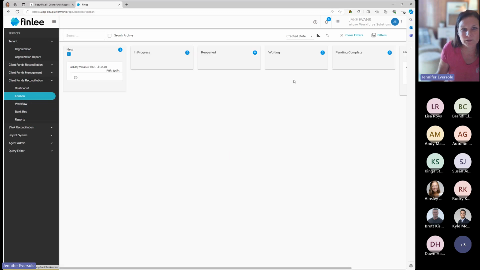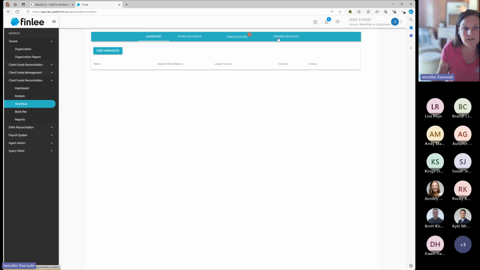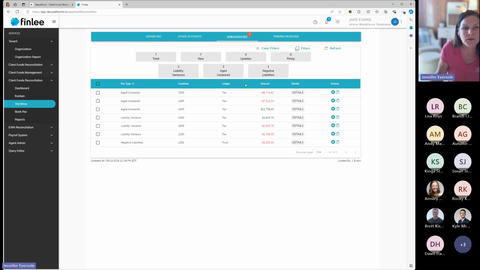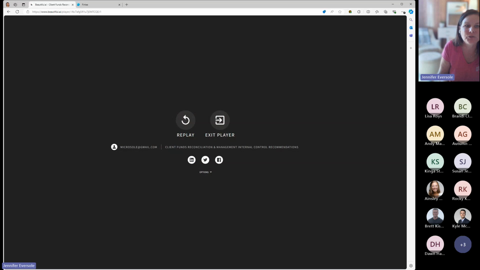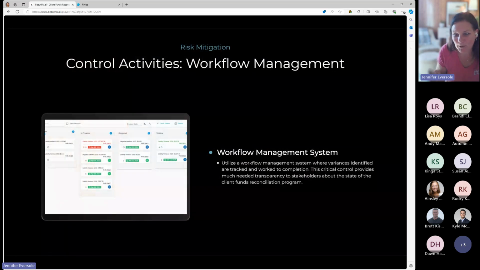And then, of course, the pending resolve does just the opposite, where if I resolve this, stick it in my pending complete column, and the system validates that, yes, in fact, it is closed, it will show up here on the pending resolve tab. So those are all examples of where we go. That gives you a little bit of insight into where Finlee came from.